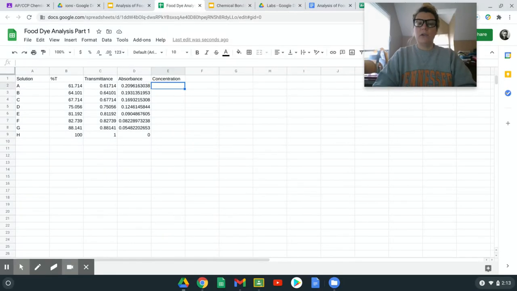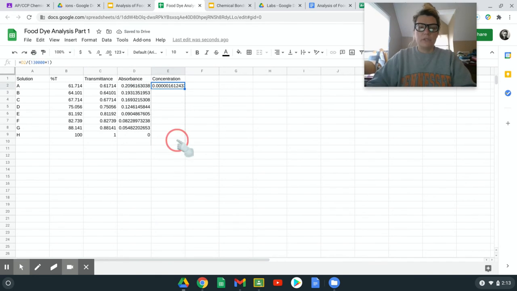So I'm going to say equals, my absorbance is here, and I'm going to divide that by 130,000, times the path length, which, if you remember, is just 1 centimeter because of that cuvette. Enter.